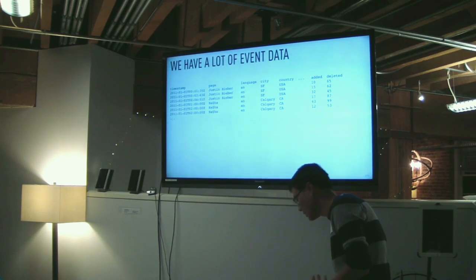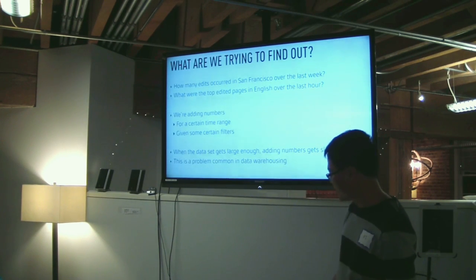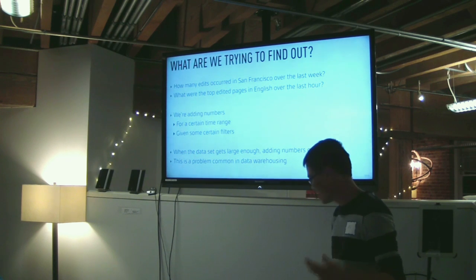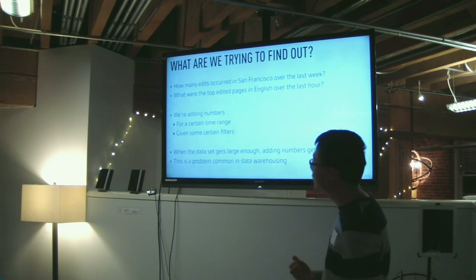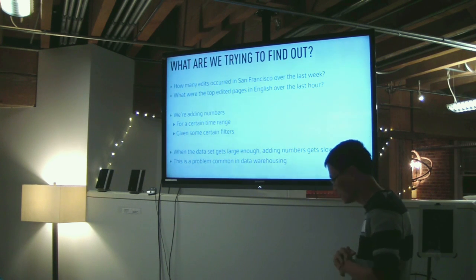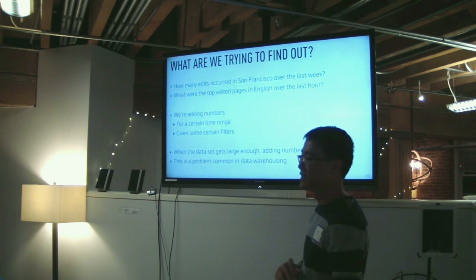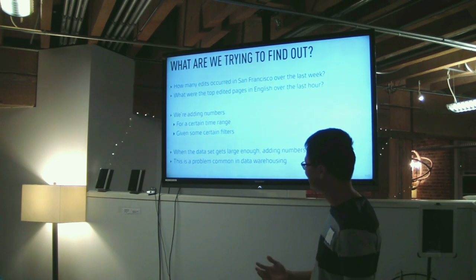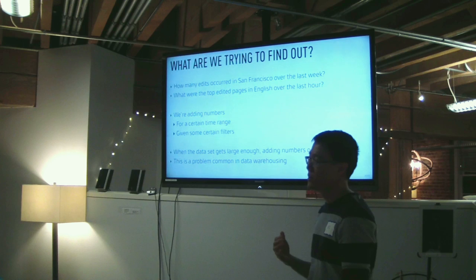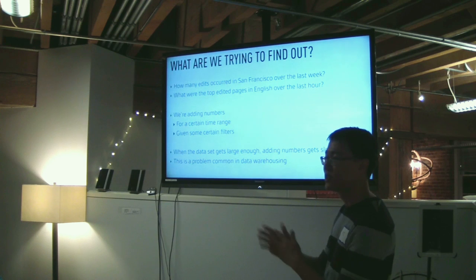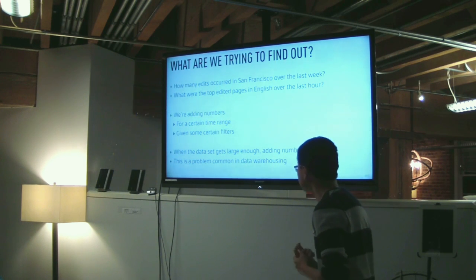And what we want to do with this type of data is we're trying to answer questions like how many edits occurred in San Francisco over the last week, or what were the top edited pages in English over the last hour? So fundamentally, what we're doing is we're just adding numbers to answer questions. And when we add numbers, we can add numbers over a certain time range, or add numbers where a certain set of filters is applied.